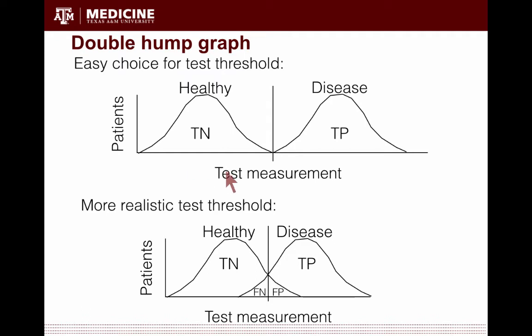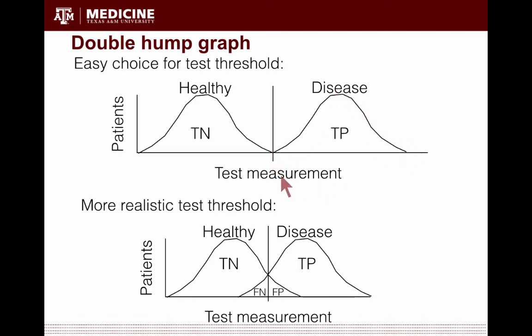In these graphs, the value of a test measurement is represented along the x-axis, and the number of patients is shown along the y-axis. The first part of this graph shows a healthy population. And this second part of the graph shows the disease population and how they each relate to the test measurement. So as you can see, for this particular example, the test measurement for healthy people has a low value. Test measurement for disease patients has a high value. And there's no overlap in those populations.